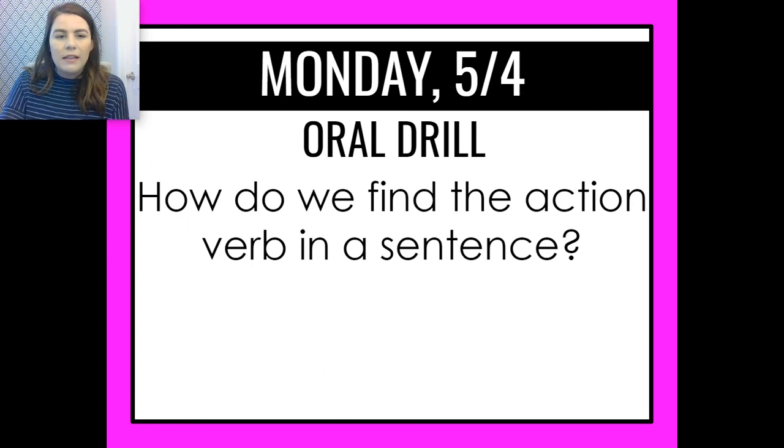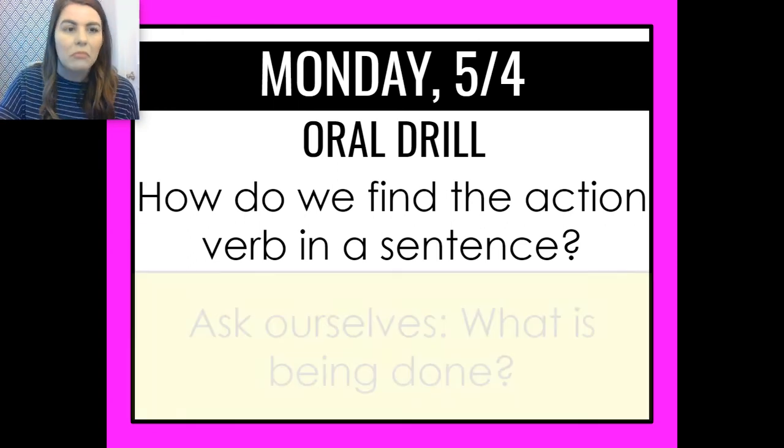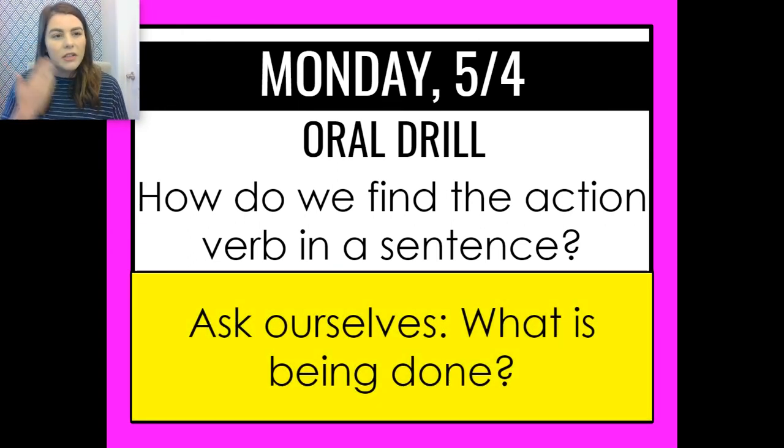How do we find the action verb in a sentence? So we're looking at a sentence and we want to find the action verb. How do we do that? Say it one more time. You're right. We always ask ourselves, what is being done in this sentence? So in my example here, what is going to be done? We're going to be finding something. So the action verb here is find. Good work.